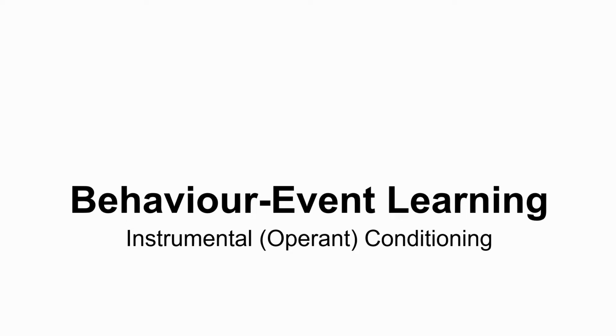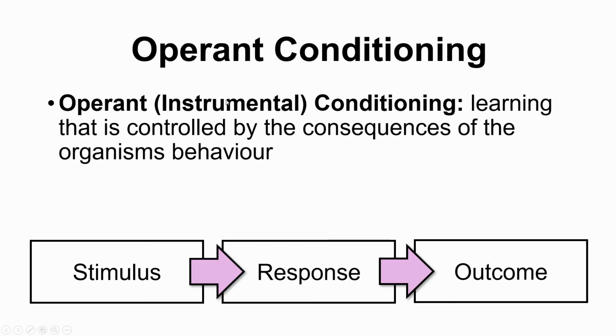Then we had our classical conditioning, and that was event event learning, where we learned something about the association between two stimuli. Well, now instrumental or operant conditioning is behavior event learning. So we're going to learn something about a behavior or a response and an event or outcome that follows that response. For our definition here, operant or instrumental conditioning is learning that is controlled by the consequences of an organism's behavior.